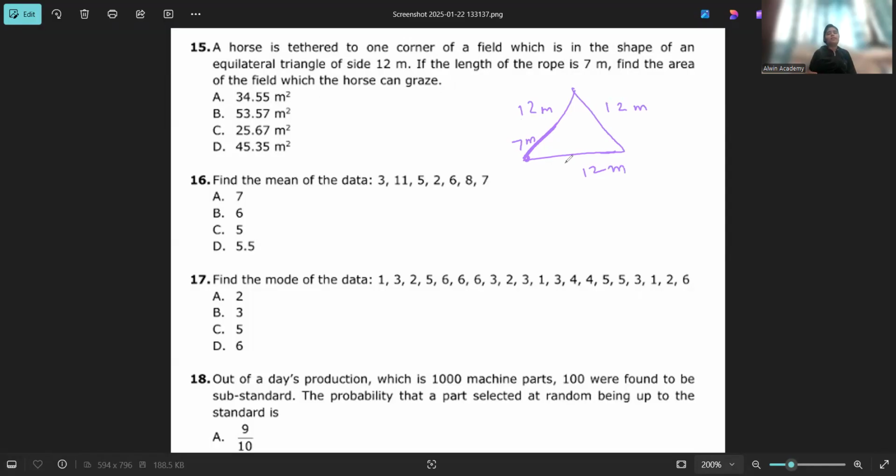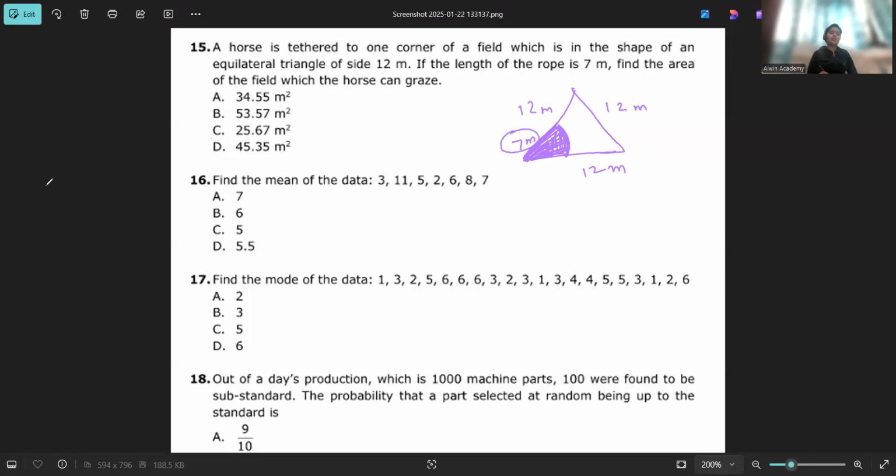Find the area of the field which the horse can graze. Now, if the length of the rope is just 7, so the horse can move only to a maximum distance of 7. So the horse can only graze an area which is actually a sector of a circle. This particular sector. Now, for the area of a sector, we need two things, radius and theta.